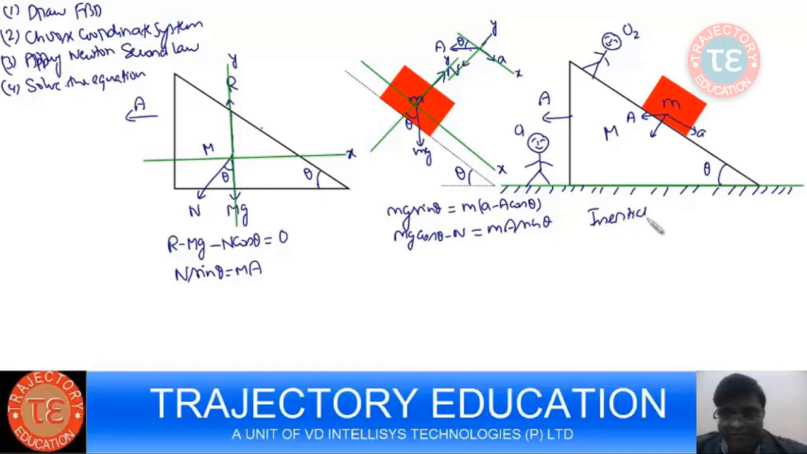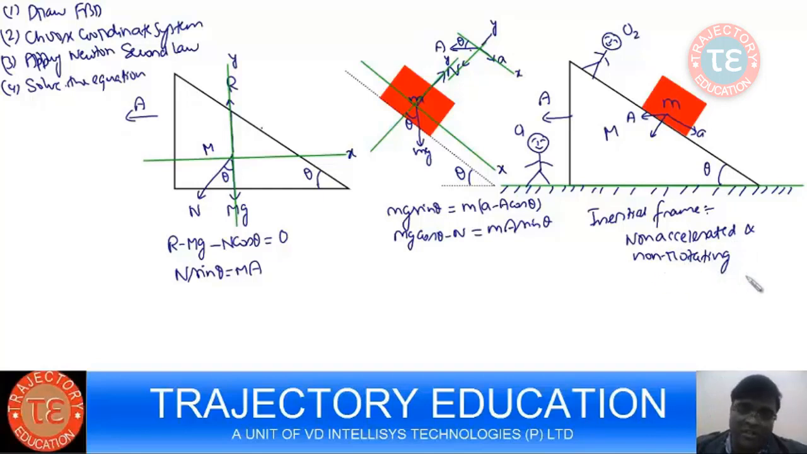What is an inertial observer? First of all, tell me what is inertial frame. Since this word has come for the first time, I'll define what is inertial frame. Inertial frame is a frame which is non-accelerated and non-rotating. A non-accelerated and non-rotating frame is called inertial frame. Even I don't have the need of writing non-rotating, in fact, because a rotating frame is always an accelerated frame.